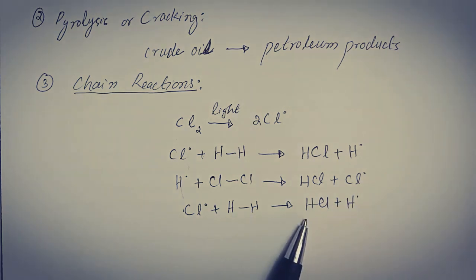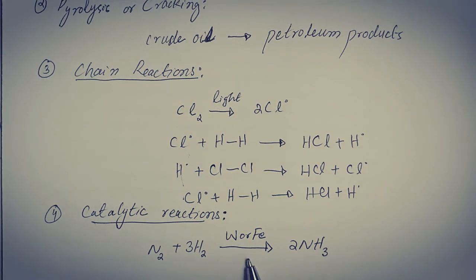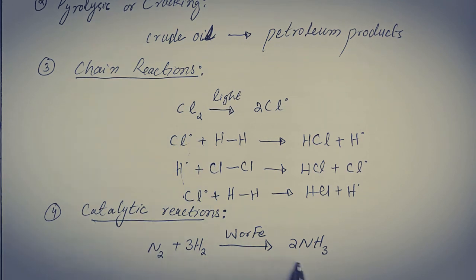as shown here. Catalytic reactions, such type of reactions take place in the presence of a catalyst which remains unchanged at the end of the reaction. Some reactions do not proceed smoothly or are too slow in the absence of these catalysts. However, these catalysts or catalytic agents can accelerate or retard the rate of chemical reaction. For example, we have the synthesis of ammonia, which is carried out in the presence of tungsten or iron catalyst.